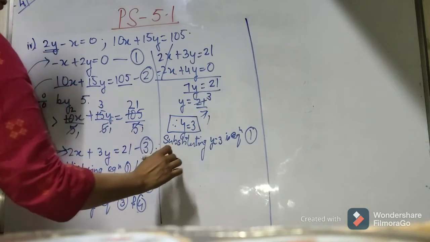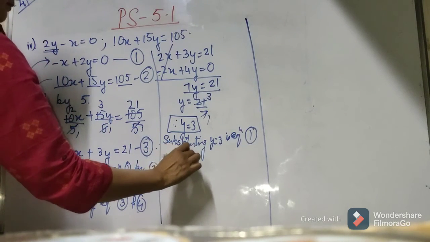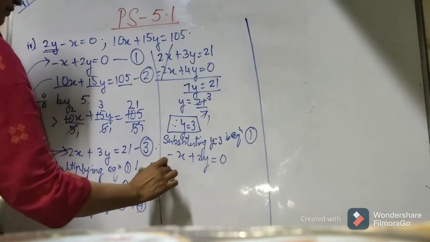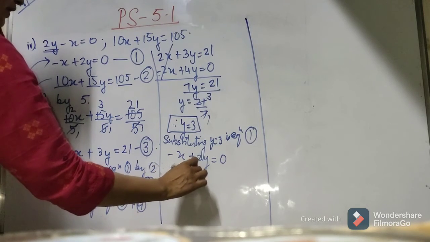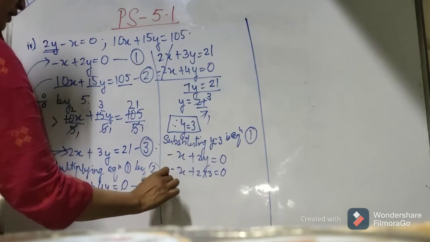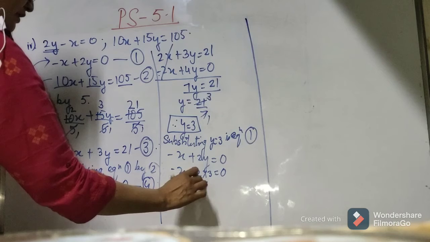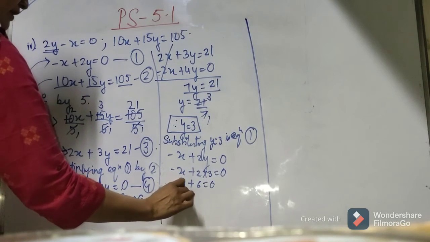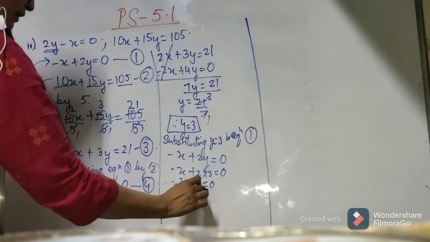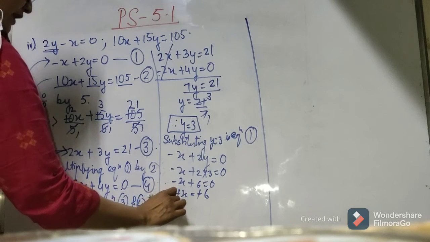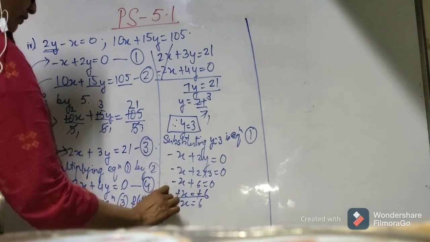What was my equation 1? Minus x plus 2y is equals to 0. So minus x plus 2 into 3 is equals to 0. So minus x plus 6 is equals to 0. So minus x is equals to, this will go here, it becomes minus 6, the minus sign gets cancelled, so x is equals to 6.